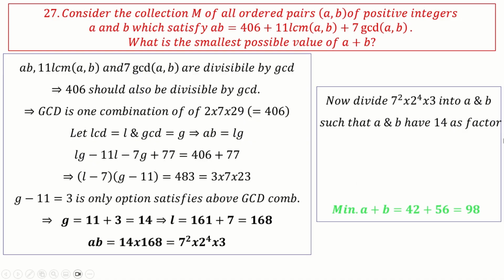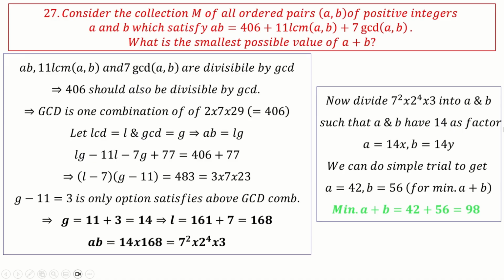So if I see it more easily, A should be 14x, B should be 14y, and the product should be equal to 7 square into 2 to the power of 4 into 3. So very easily I can find out these numbers: A is equal to 42, B is equal to 56. This is the minimum. We should find the minimum A plus B. If any other number is possible, you compare which one is minimum. So the minimum value of A plus B is nothing but 98.